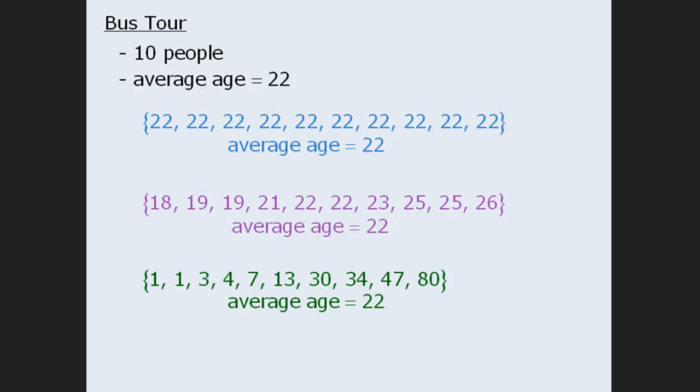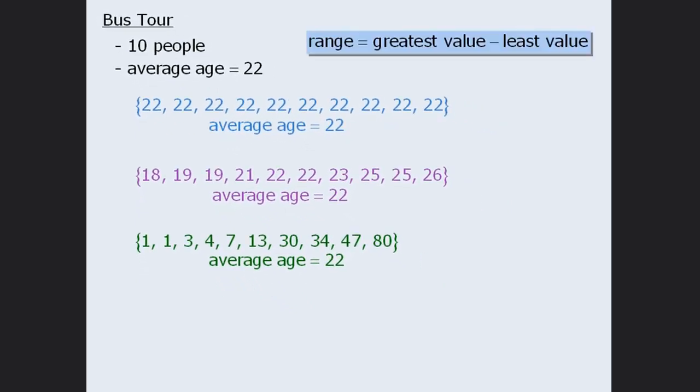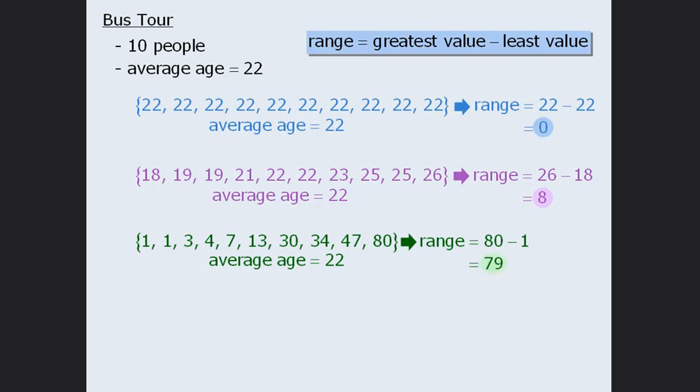Now, another useful piece of information here would be to know how dispersed the numbers are. One way to measure this is to use the range, which is equal to the largest number in the set minus the smallest number. So for the first set here, the range equals 22 minus 22, which is 0. For the second set, the range equals 26 minus 18, which is 8. And for the last set, the range equals 80 minus 1, which is 79.